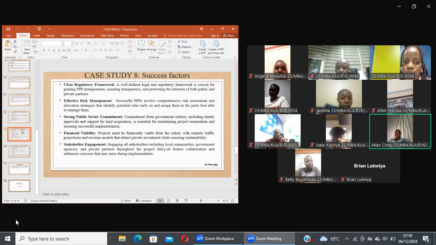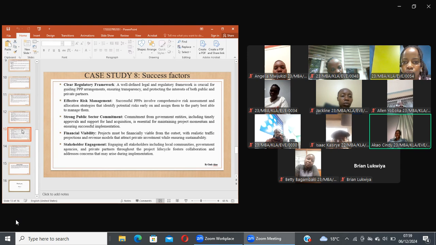Under effective risk management, successful PPPs involve comprehensive risk assessment and allocation strategies that identify potential risks early on and assign them to the party best able to manage them. Under strong public sector commitment, support from government entities, including timely approvals and support for land acquisition, is essential for maintaining project momentum and ensuring successful implementation.